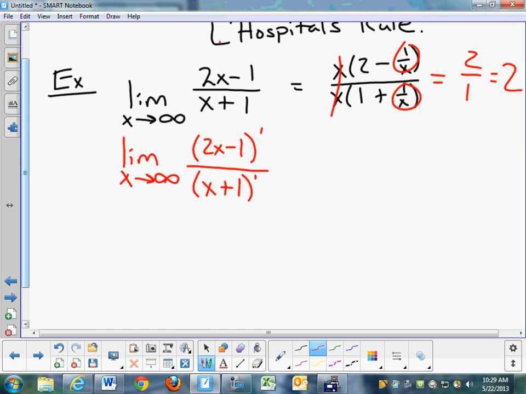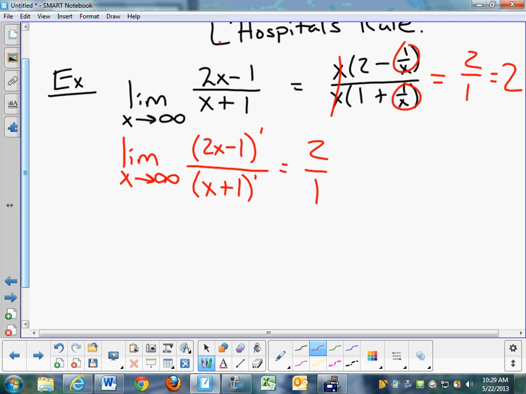What's the derivative of 2x minus 1? What's the derivative of x plus 1? 1. And so that is our limit. So the rate of change ends up working out for the derivative overall.